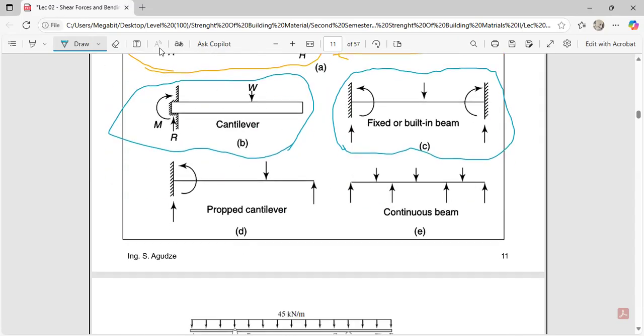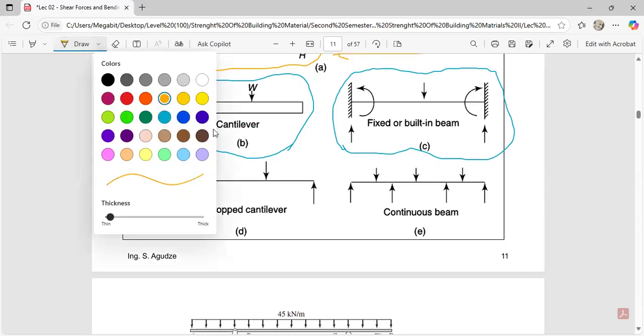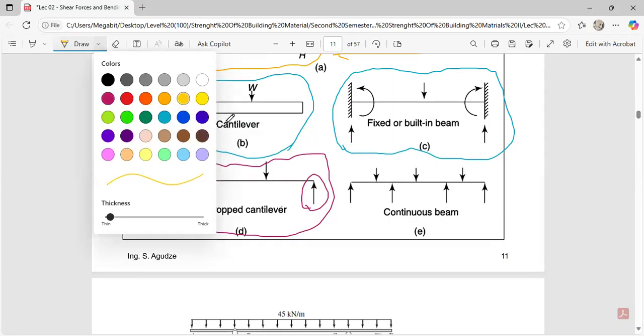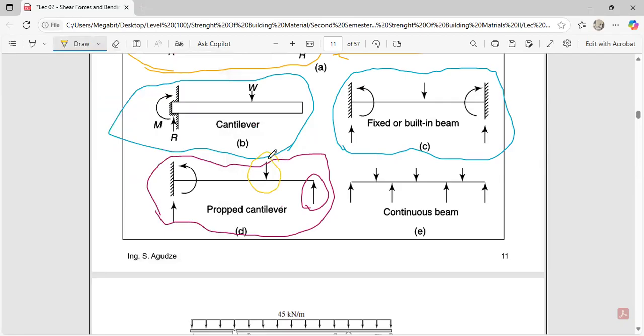For the propped cantilever beam, you can also note that this type of beam has one end fixed and the other end simply supported. The presence of just one reaction at this angle indicates that a roller support is being used to support it at the free end. And also, the arrow you are seeing on top could be a point load.